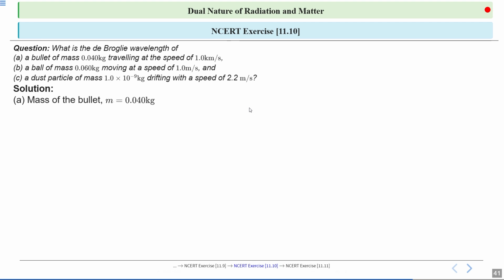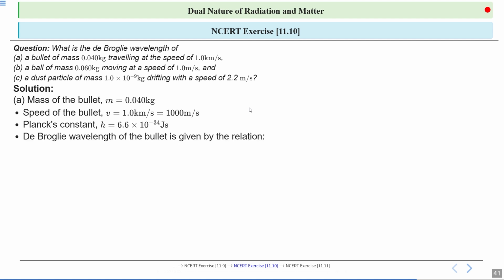So first, let's focus on part A. The mass of the bullet m equal to 0.040 kg and speed of the bullet v equal to 1 km per second. Planck's constant h equal to 6.6 × 10^-34 joule second. De Broglie wavelength formula is what we will use next. It tells us that the wavelength lambda is equal to Planck's constant divided by the product of mass and velocity. So it will be lambda equal to h divided by mv.